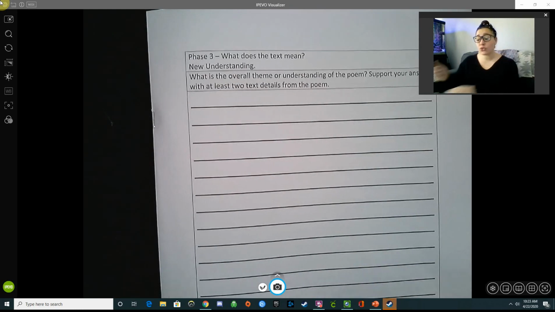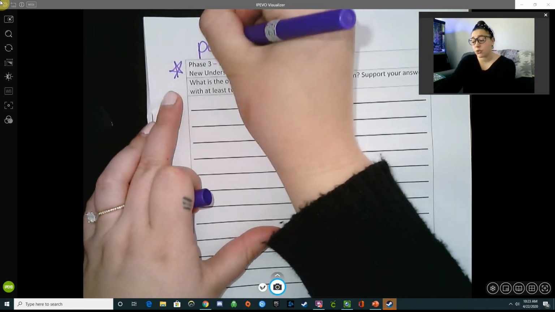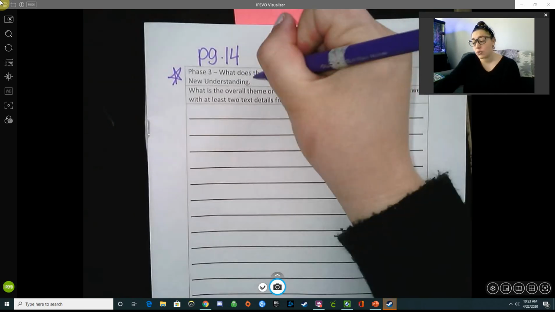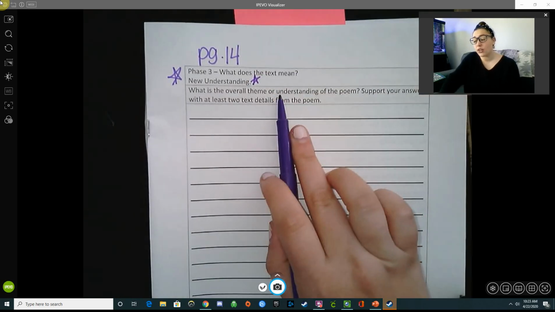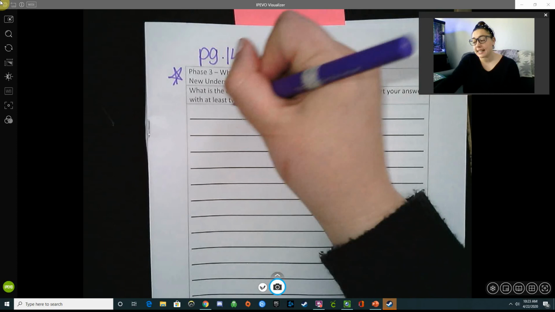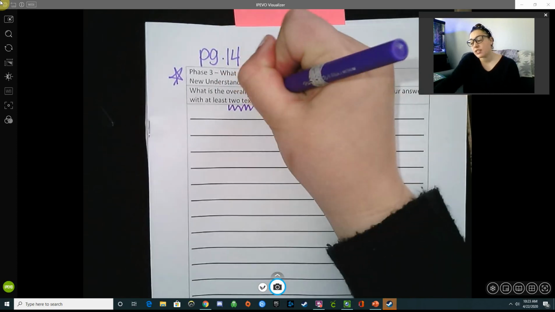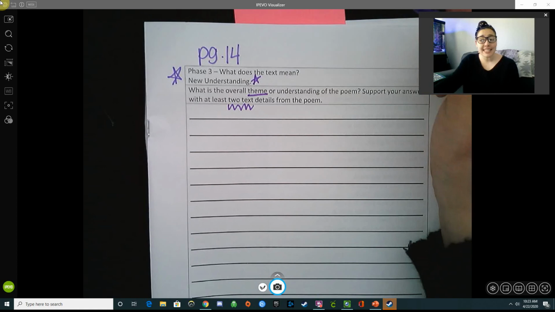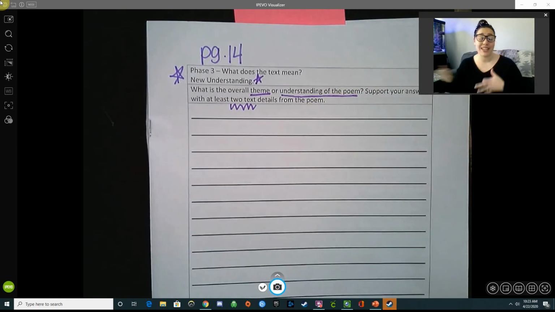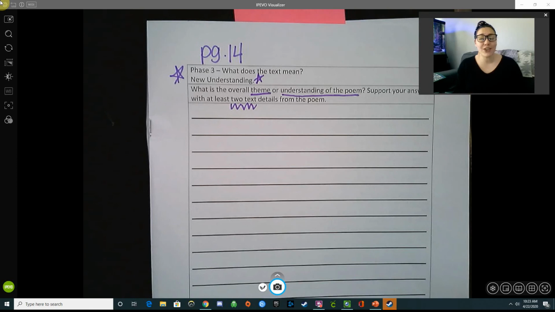So we just talked through the entire poem. So page 14 asks us, what does the text mean? A new understanding. What is the overall theme or understanding of the poem? Support your answer with at least 2 text details from the poem. So we just identified theme, and again, theme is the message the poem is trying to convey to us, or your understanding of the poem. So we just talked through that a lot. We analyzed the entire poem. So if you didn't have an understanding of the poem before, I'm hoping that you have a clearer understanding of the poem now.